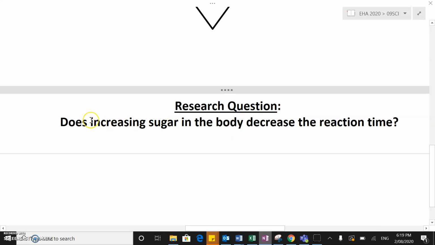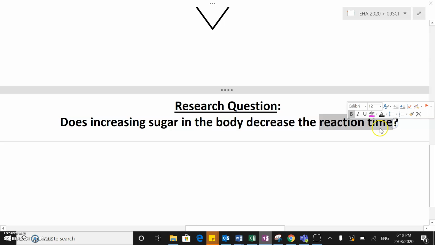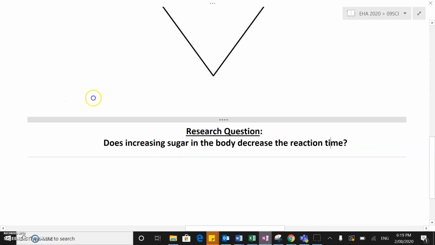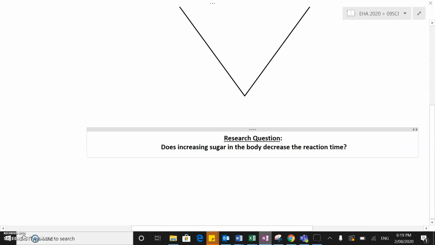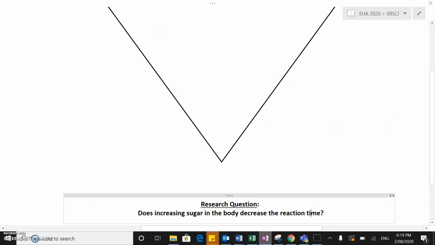Increasing sugar in the body, here we're talking about our independent variable. So that's what we're changing throughout the investigation. What are we measuring? Our dependent variable is our reaction time. We're saying here that reaction time is dependent on the amount of sugar in the body, and our research question is sort of predicting how we think that will change. Before you can present your research question, you have to write your rationale, which justifies your research question. You're giving reasons as to why you're doing what you're doing.